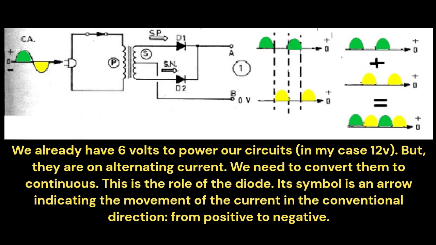We already have 6 volts to power our circuits, in my case 12 V. But they are on alternating current. We need to convert them to continuous. This is the role of the diode. Its symbol is an arrow indicating the movement of the current in the conventional direction, from positive to negative.